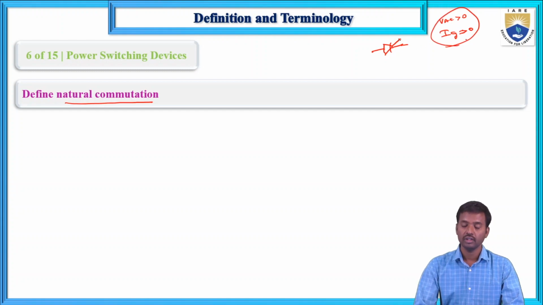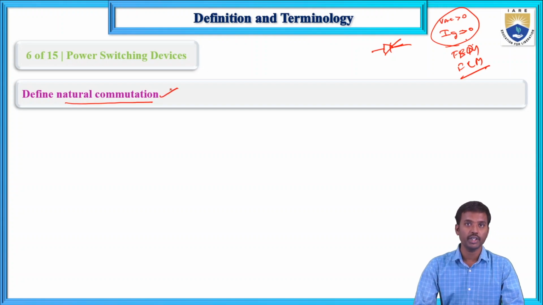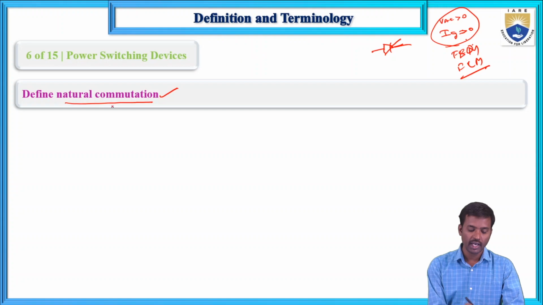Once it comes from forward blocking mode to forward conducting mode, it will not turn off by the gate. Turn on is in our hand, turn off is not in our hand. So for that case we need to use an additional technique, that is commutation. The turn off process is known as commutation. There are two types of commutation techniques.